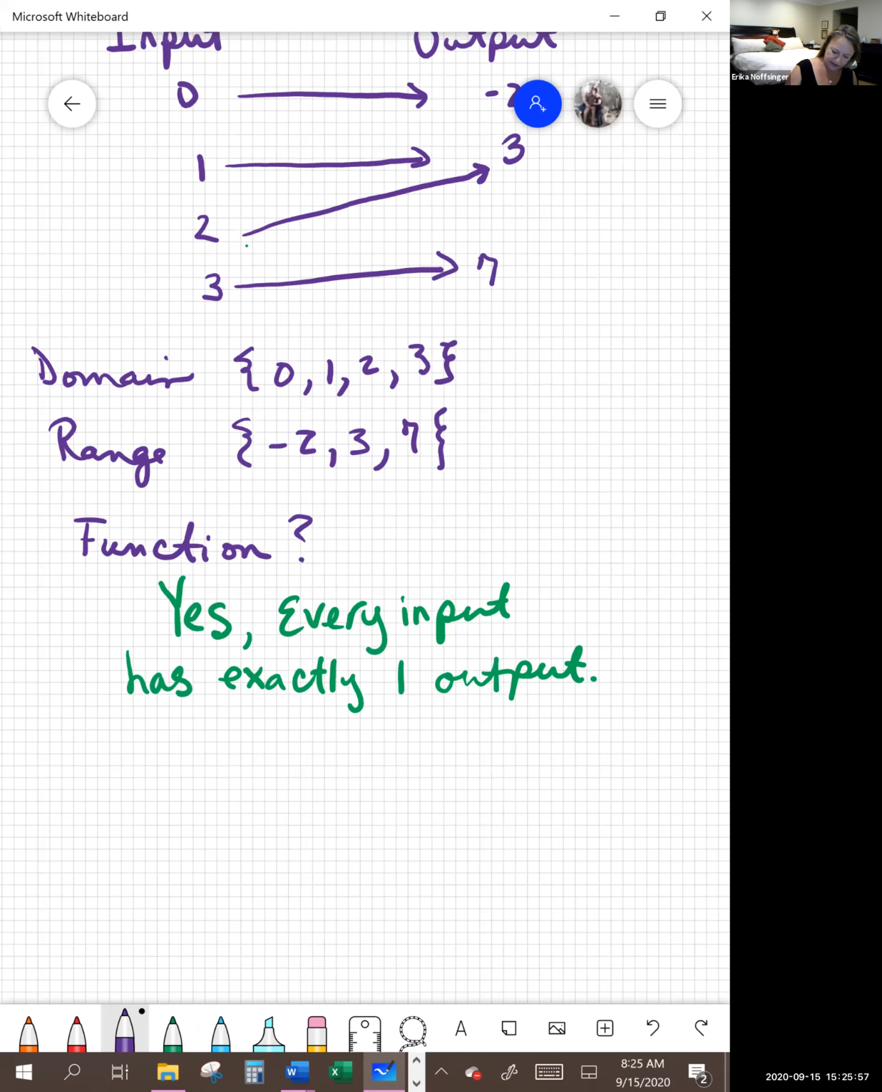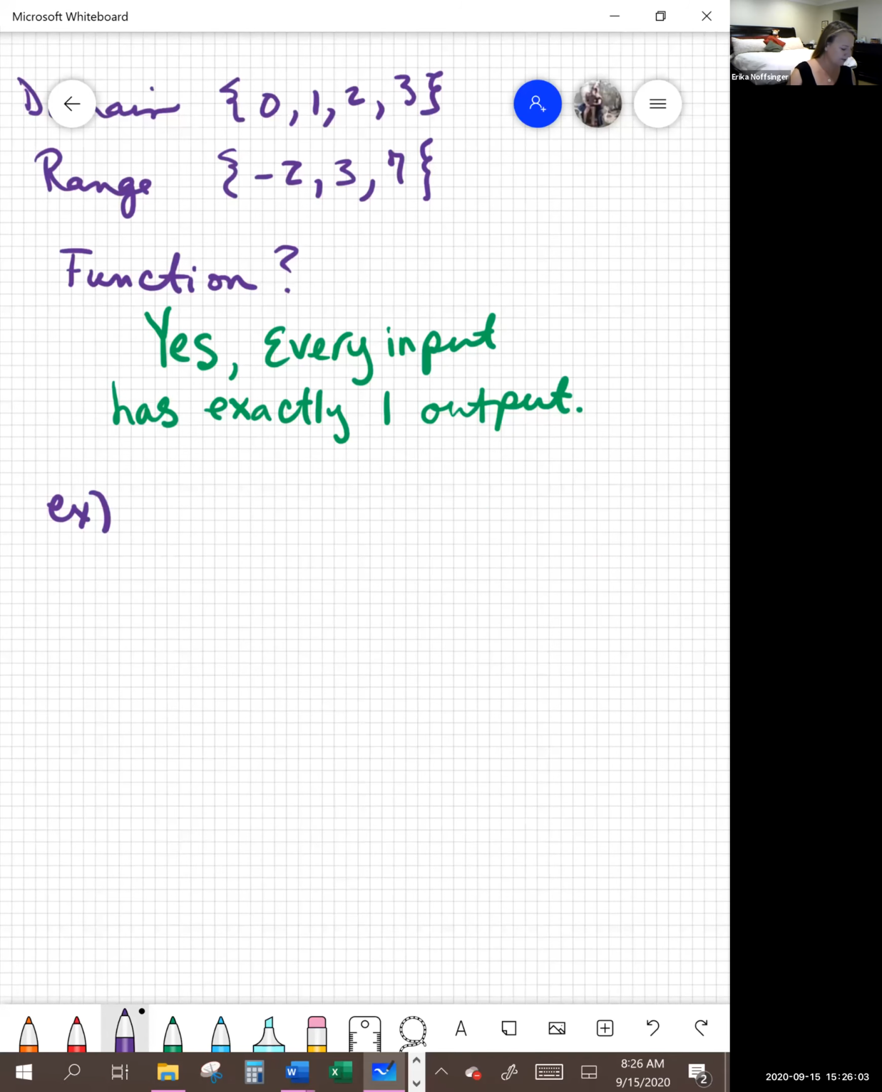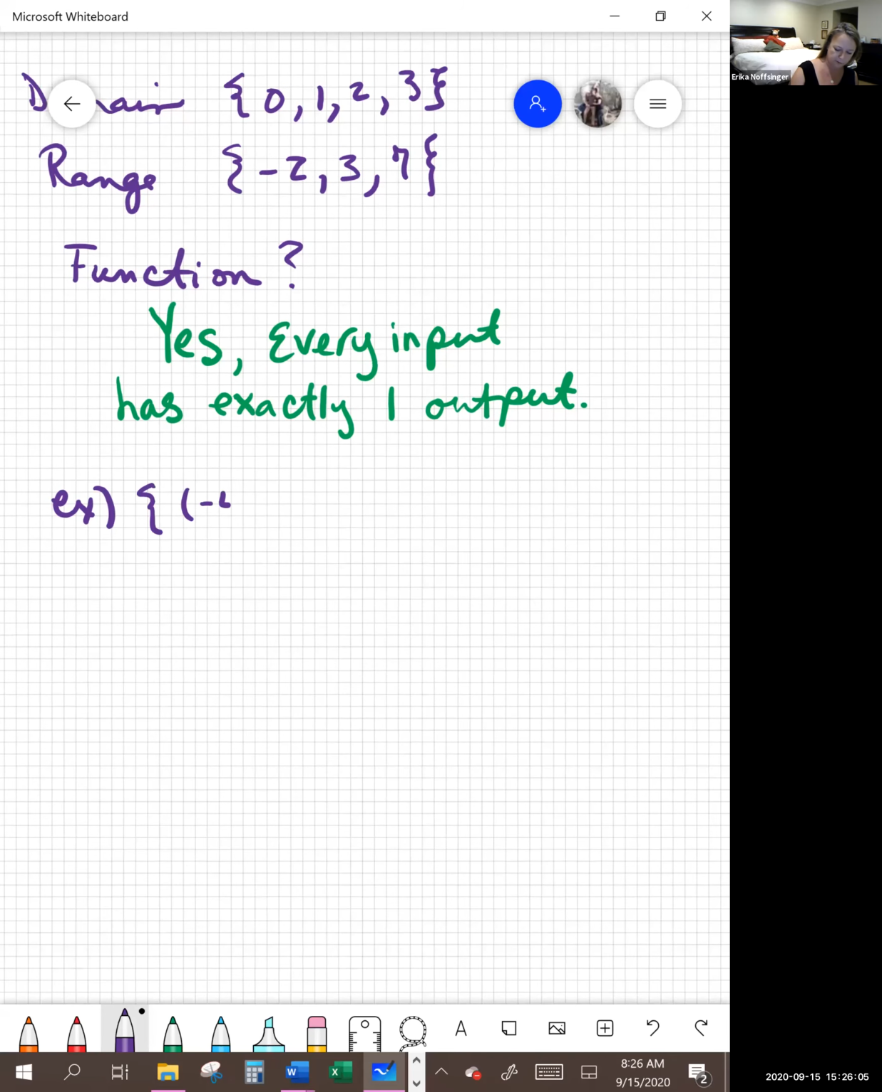One more like that. So let's say you're given the following set of points: -4, 4. -3, 3 is a point. -2, 2. -1, 1. And -4, 0.